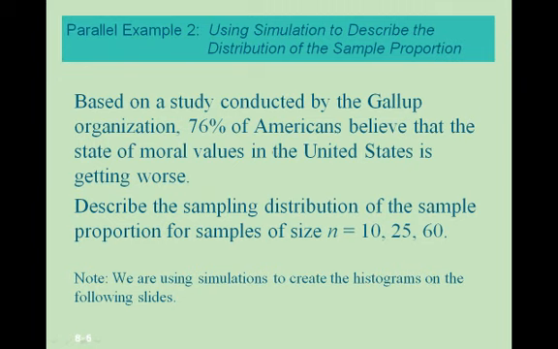Now let's look at another example using simulation to describe the distribution of the sample proportion. Based on a study conducted by the Gallup organization, 76% of Americans believe that the state of moral values in the United States is getting worse. Describe the sampling distribution of the sample proportion for samples of size n equal 10, n equal 25, and n equals 60. Note, we are using simulations to create the histograms on the following slides.